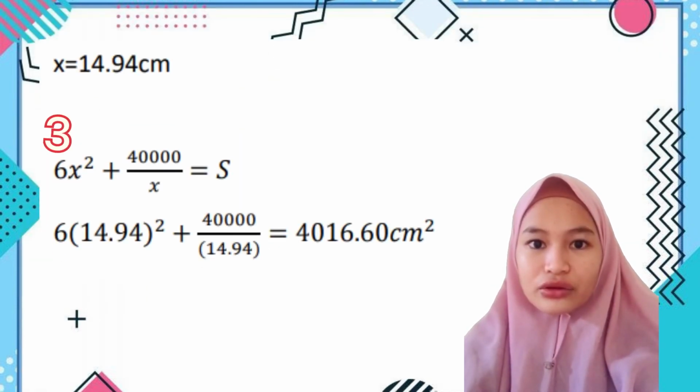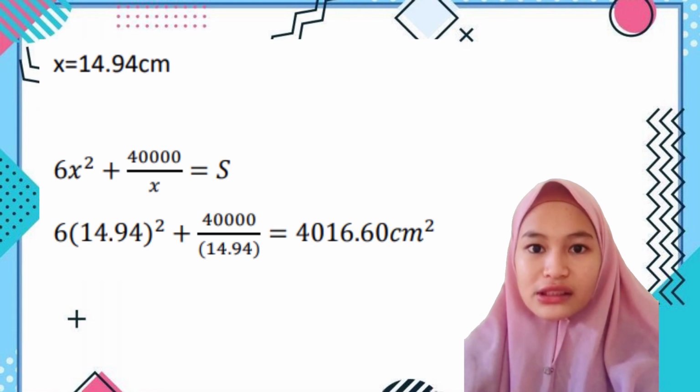Step 3. Find the minimum surface area. Let x equals 14.94 cm. So 6x squared plus 40,000 over x equals S. When you replace x, you will get 4016.16 cm squared.